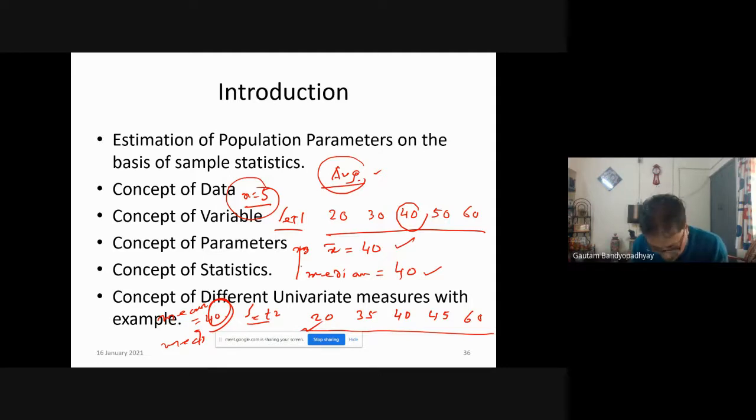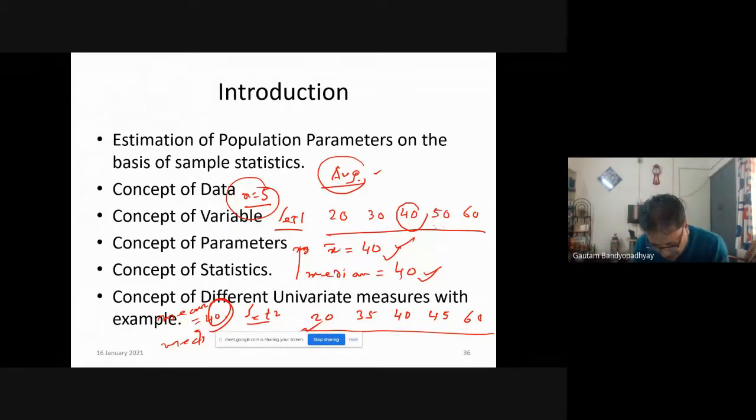Question is how? Here the mean is 40 and median is 40. In set 2, mean is 40, median is 40. But if you check, in set 1, the neighboring observations of the mean, 40, are 30 and 50. That is called the scatteredness.